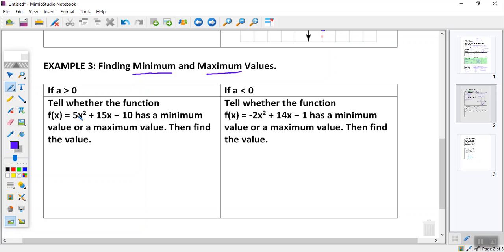Okay, quick question for you. If that's a 5 out in front there, will that make a U shape or an arch? It's a positive 5, it makes a U shape. And therefore, if this makes a U shape, will that point be a minimum or a maximum? So what I'm going to tell you up here in this condition says if A is ever greater than 0, then you will always have a minimum point. And so if A is less than 0, meaning, well, what is A in this example? -2. Then you'll have a what?